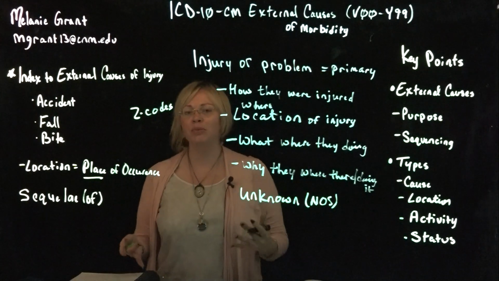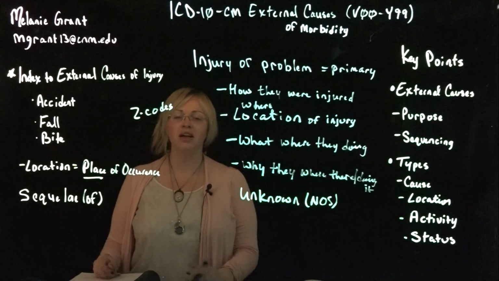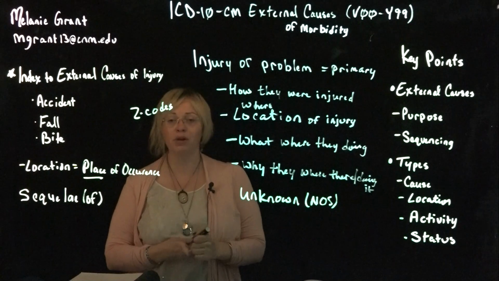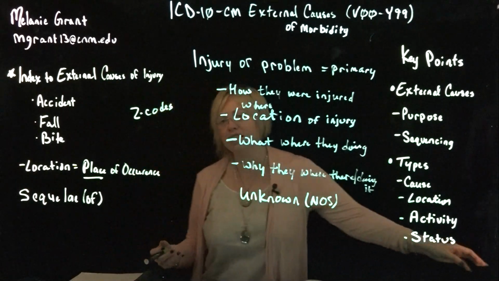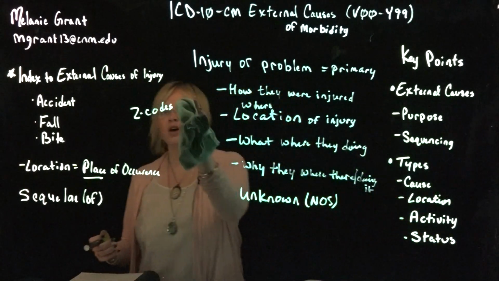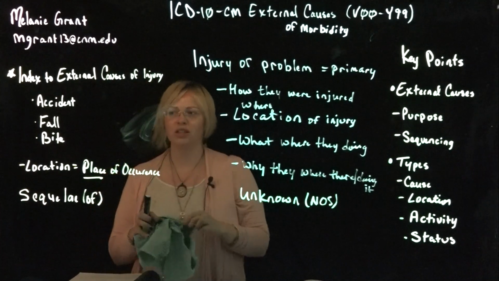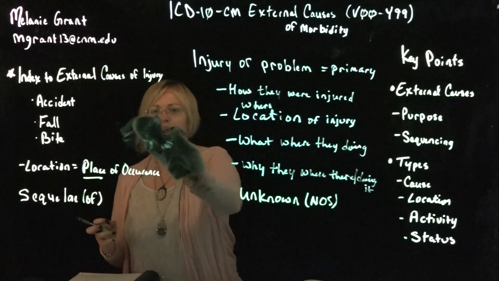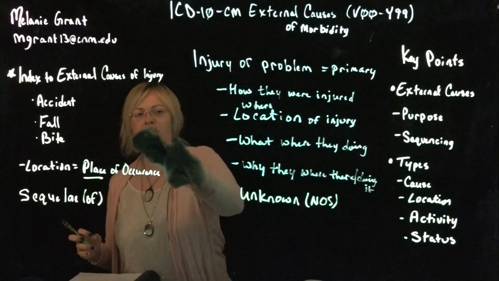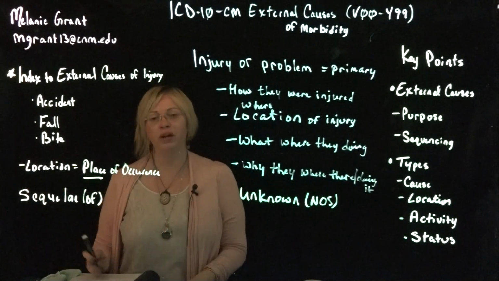And so you want to remember the difference in exposure here is that there actually is a problem, that it's not just the fact that they were exposed. And so if they are exposed to something but there was no injury, you're going to fall under those Z codes. But if there was an injury or condition of some sort, you're going to come here.